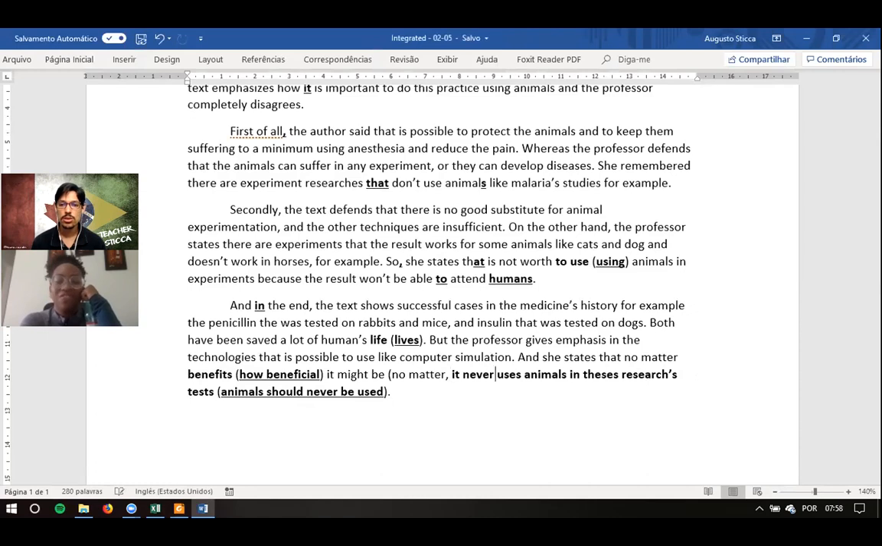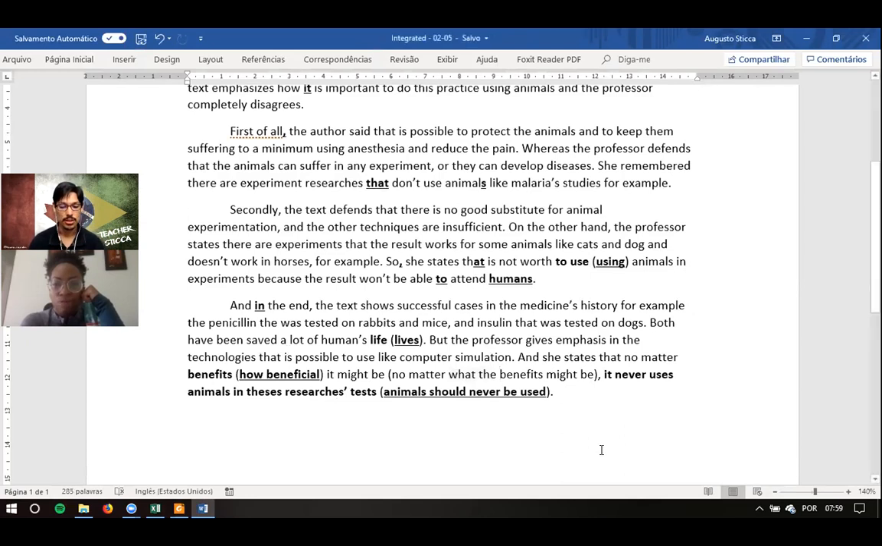But it's better suited to say researches. Okay. Because it's plural, okay? No matter what the benefits might be. This is what she says in the last sentence. Yes. So you needed just what the benefits. Okay? Okay.